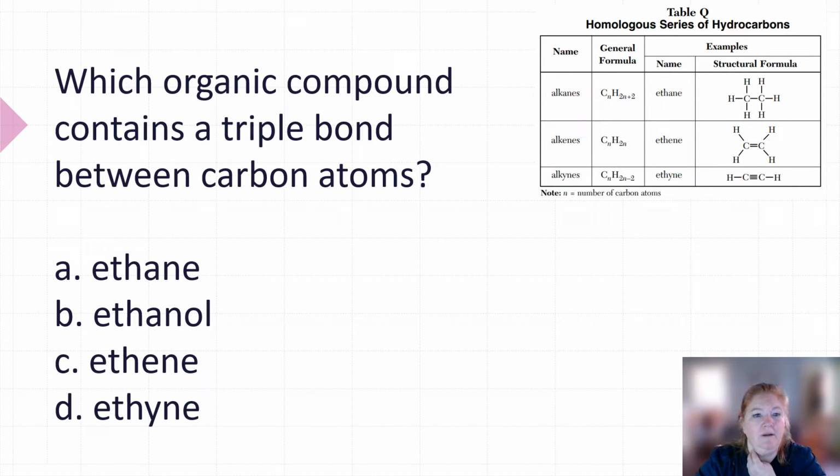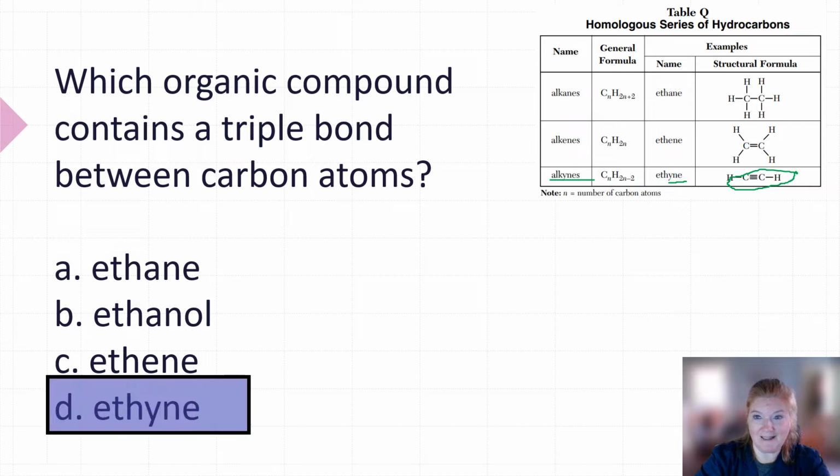Which organic compound contains a triple bond between carbon atoms? Well, where do I have a triple bond? If you aren't sure, look at the structural formulas. Oh, there. It's a triple bond when it's an alkyne. So they have to end with Y-N-E. Easy peasy. There we go.